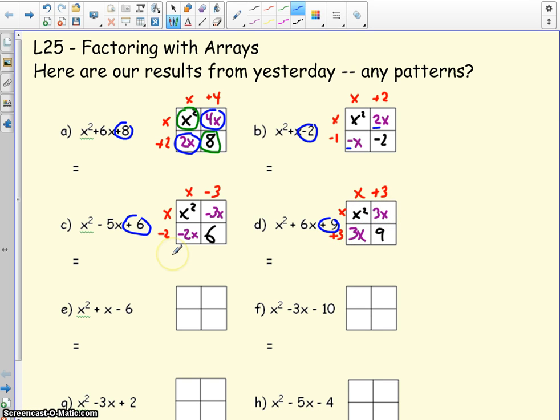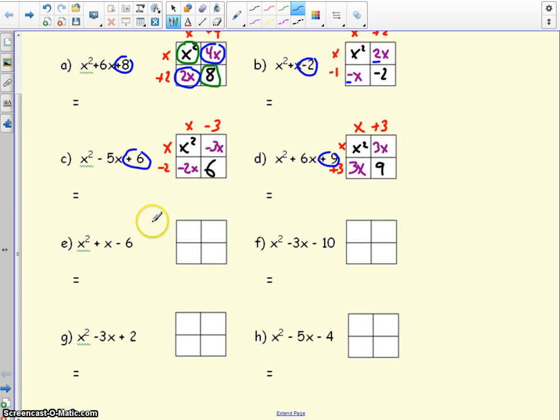So in general, our x terms inside this array need to add to give us our B value, our coefficient of x, but they have to multiply to give us our constant, our C value. So looking at the other ones, I know these are ones you've already done. Let's see if that pattern holds.